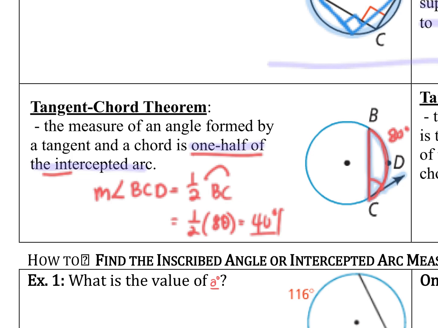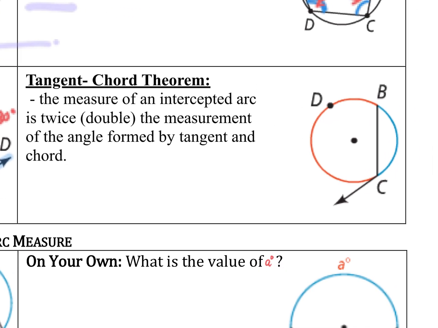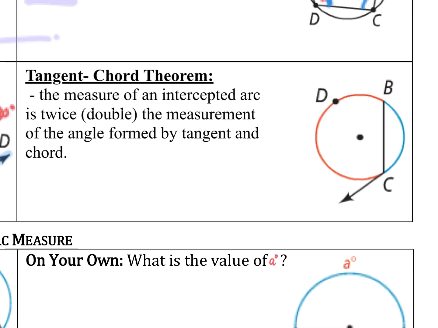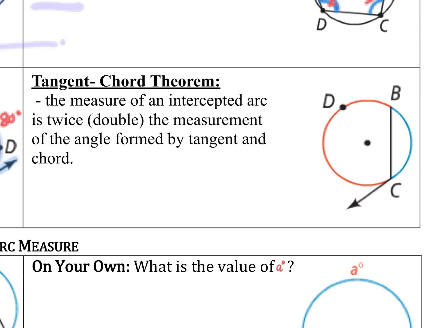Okay, so let's go to the last theorem that we're going to look at today, the tangent chord theorem. First, let's recognize the tangent. I can see a tangent line in here. Here is my tangent line, and the point of tangency is at point C. Now it says that in the tangent chord theorem, the measure of an intercepted arc is twice, or double, the measurement of the angle formed by the tangent and the chord.